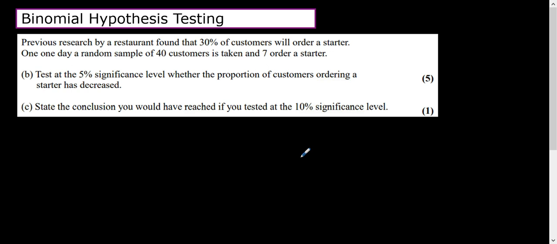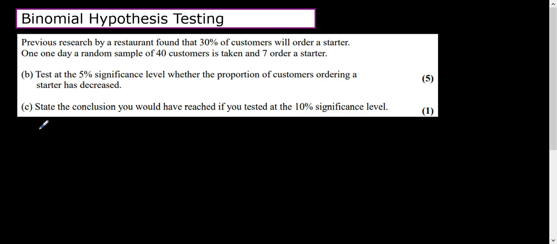7 ordered a starter out of 40. Does that seem to be less than or greater than the 30%? Seems to me that looks less than 30%. Okay, that's what I'm thinking. So test at the 5% significance level whether the proportion of customers ordering a starter has decreased. Now don't worry about the fact that we've skipped out part A here. There would have been a reason for that.